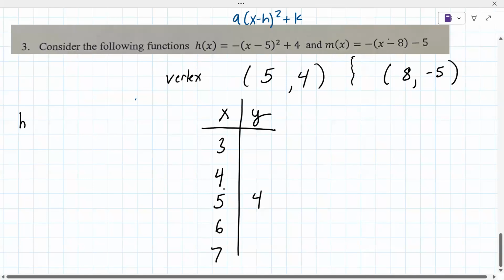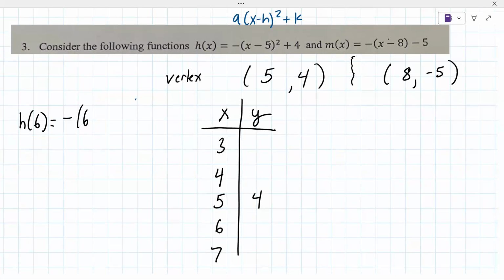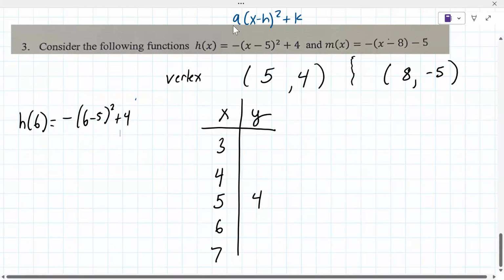So let's first find h of 6, and what that means is to put 6 in for x here. So it's -(6 - 5) squared plus 4. So order of operations says to subtract first inside parentheses, then square, then negate, then add 4. Would you attempt to simplify this for us, please? Okay.